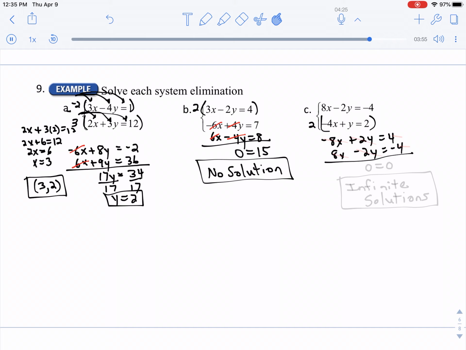And when I do that, a negative 8x and a positive 8x is 0. A positive 2y and a negative 2y is 0. And 4 plus a negative 4 is 0. So I end up getting 0 equals 0. When does 0 equal 0? Always. So the answer to this one is infinite solutions.